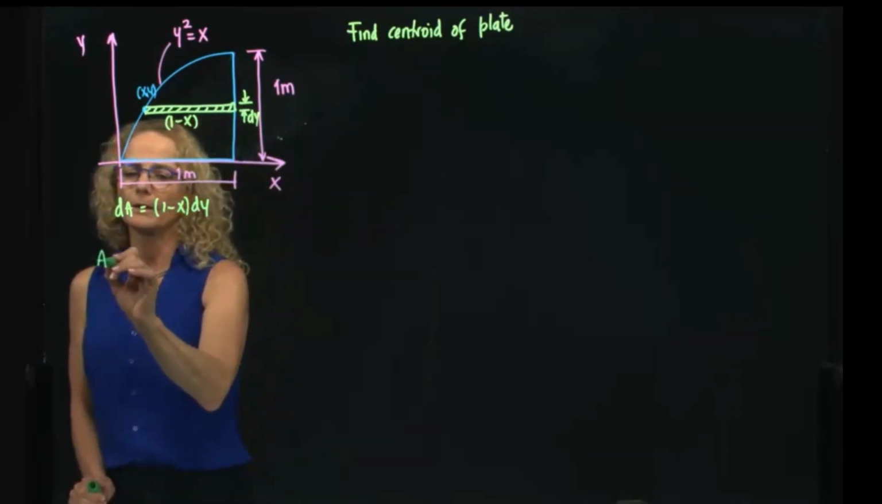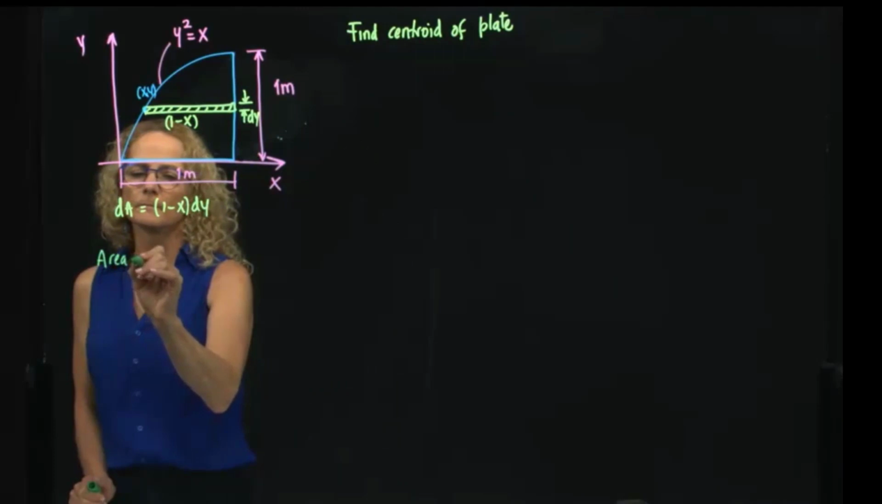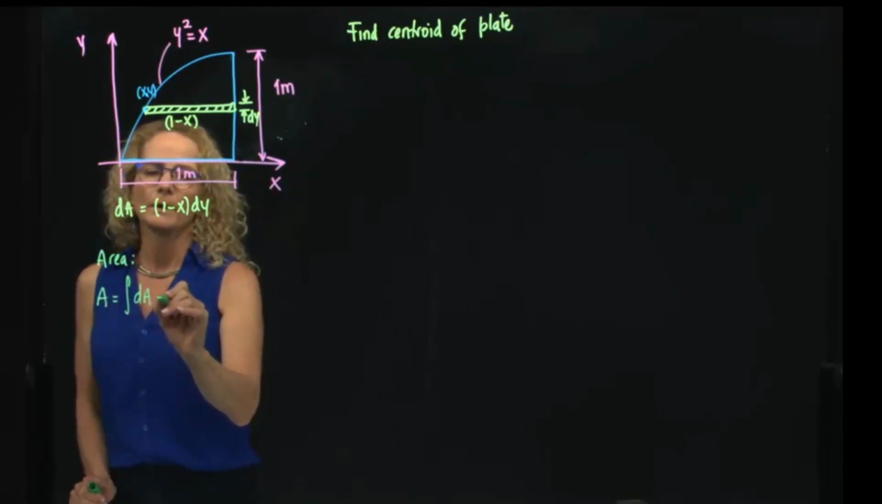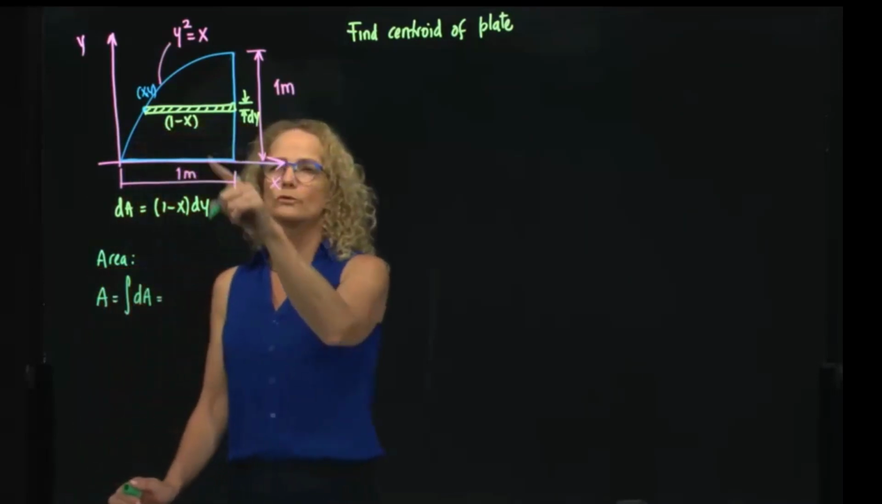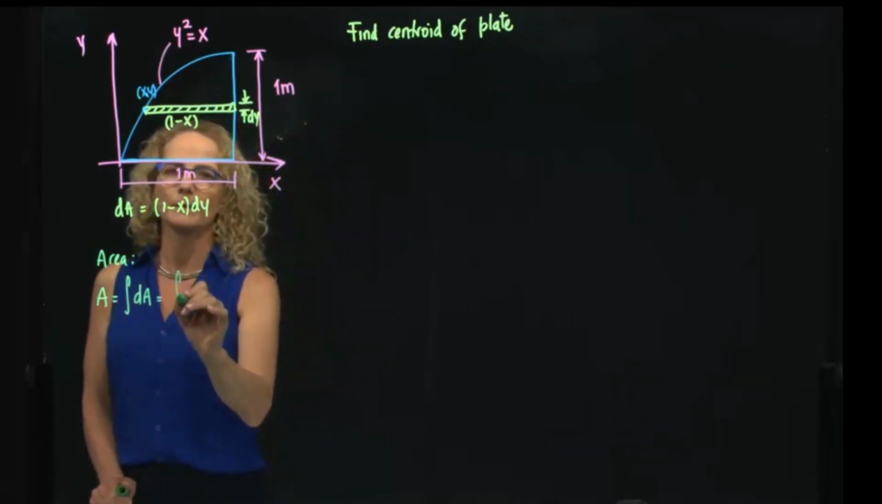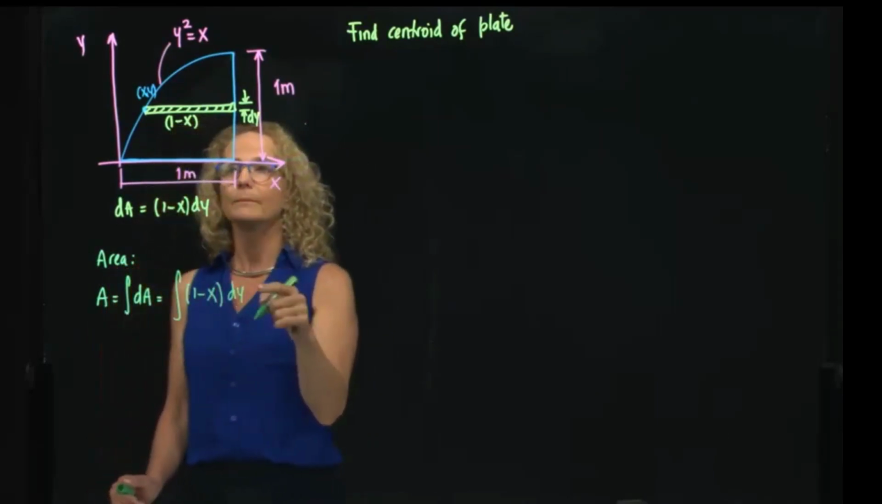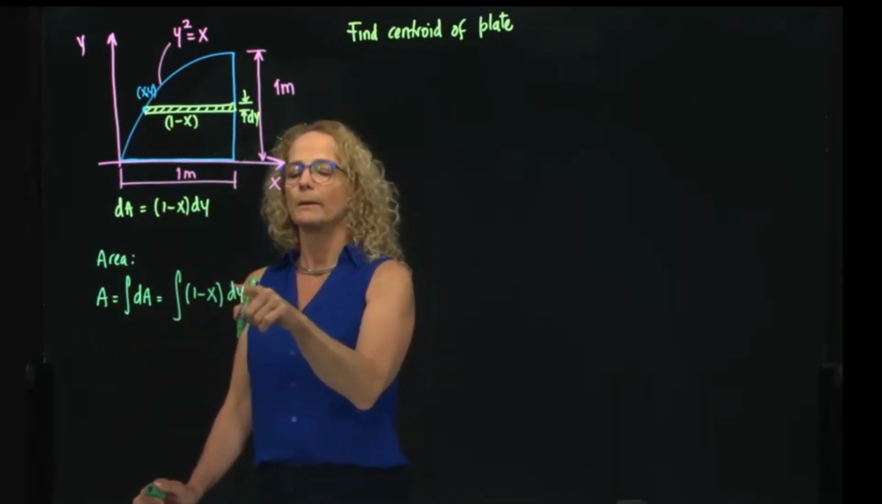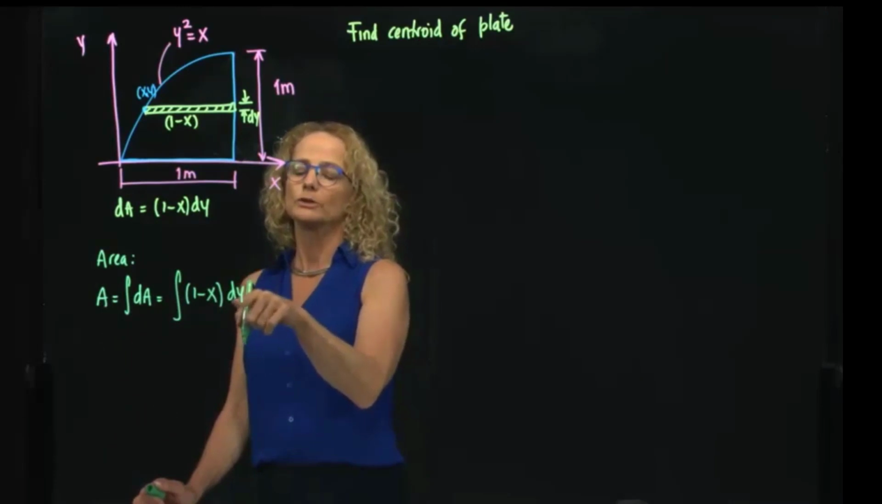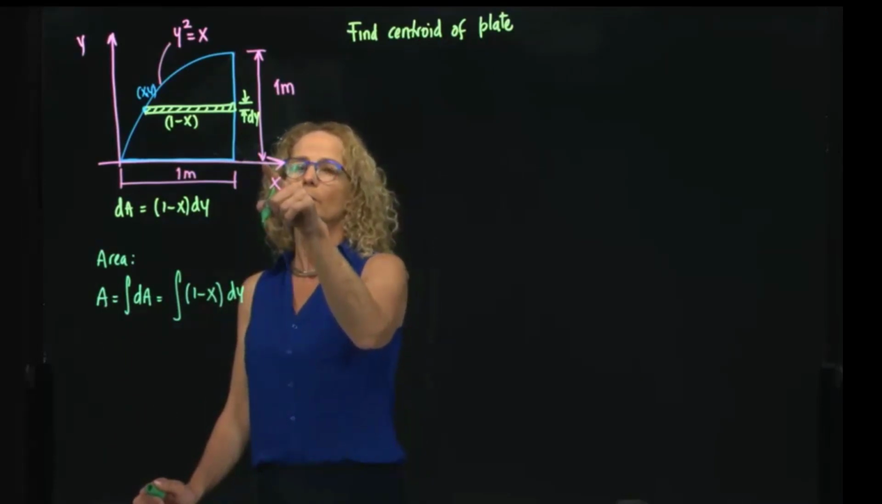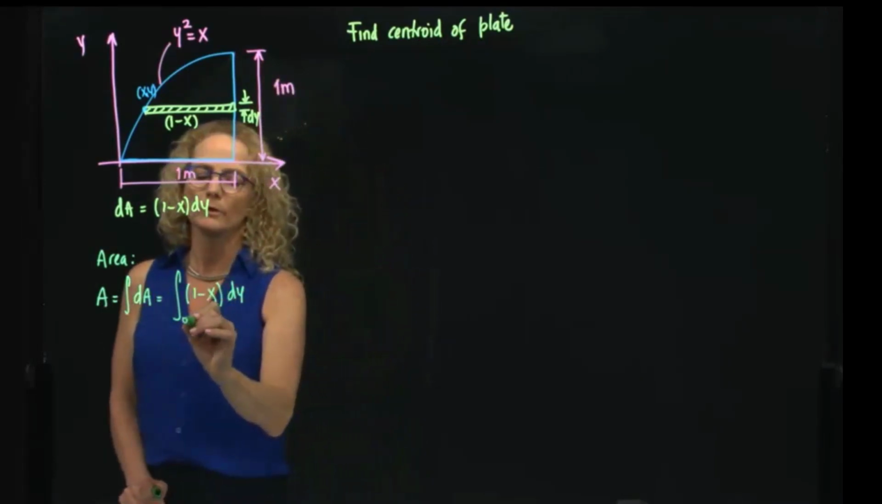Therefore, the area will be the integral of my differential of area. And since I chose to use a horizontal strip, it will be (1 minus x) dy. And the limit of integration is from my variable of integration, which is y in this case, 0 to 1.